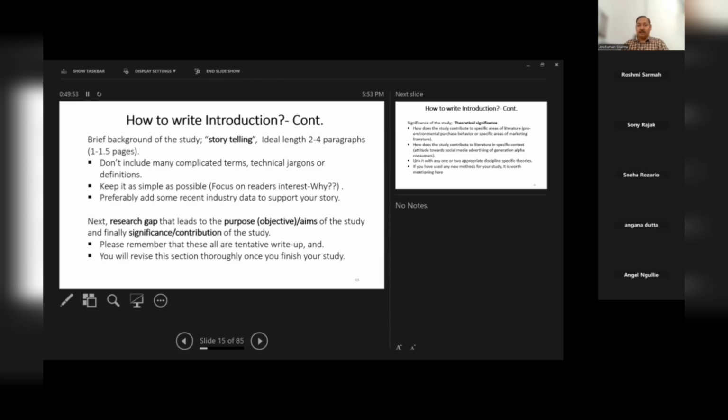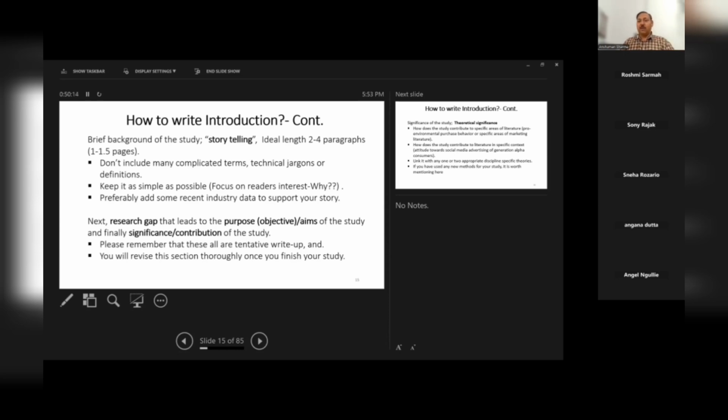Because if you are not writing this, there is always a question: so what? So what means, okay, there is a research gap, so what should I do? Why should I focus on this one? So you have to give a valid justification for why you selected this one. And after that, definitely you have to go back to the methodology part.